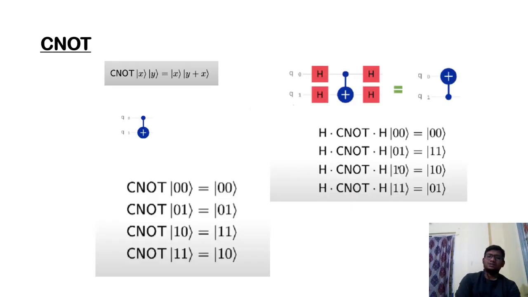This is similar to the C naught gate, which is a multi qubit gate. We have two states. The first we call the control, and the second is the target. So 0 is the control and 1 is the target; 1 is the control, 0 is the target; 1 is the control, 1 is the target. Whenever the control is 1, the target flips, so it will become 0. Here the control is 1 and the target is 0, so it will become 1 and 1. It flips the target.